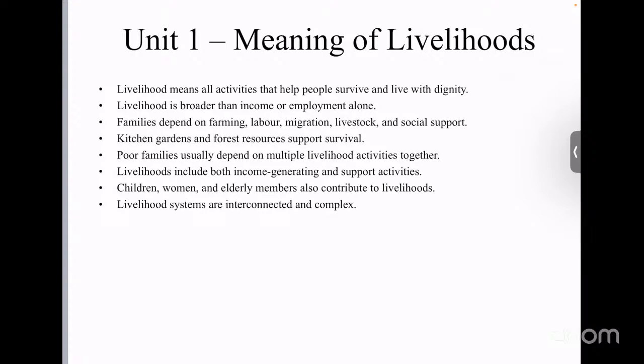So we can see, for example, an old woman in a family receives an old age pension, and she also takes care of the kitchen garden. And for example, a man who works as an agricultural laborer and sometimes migrates to other places searching for work. And in another example, let's say the woman also works as a laborer and collects firewood from nearby forests. And the children help the family by fetching water, protecting crops from birds and animals. So at first glance, these activities may appear very ordinary, which people are basically doing for survival. But together, they create the livelihood system of the household.